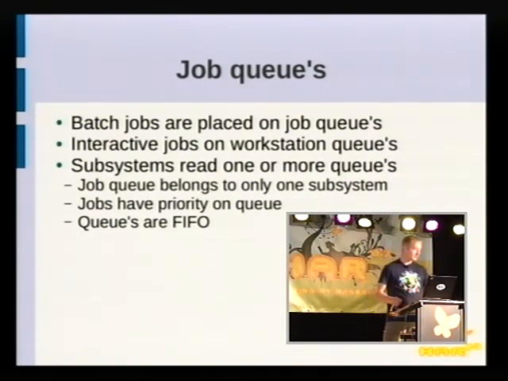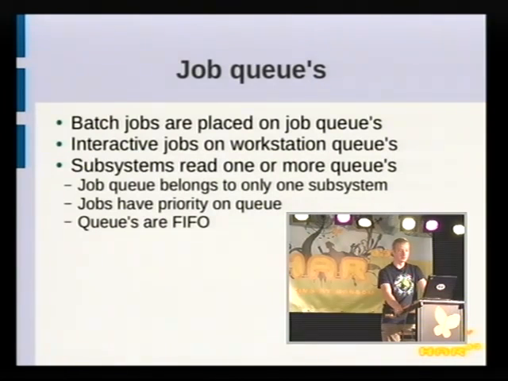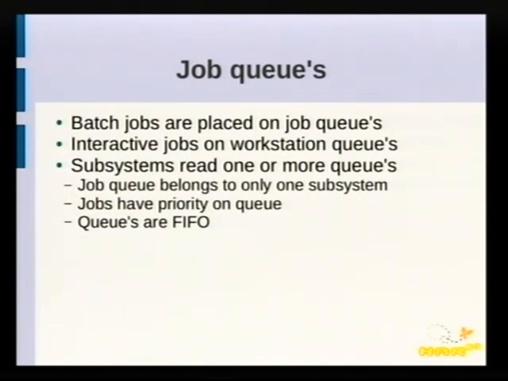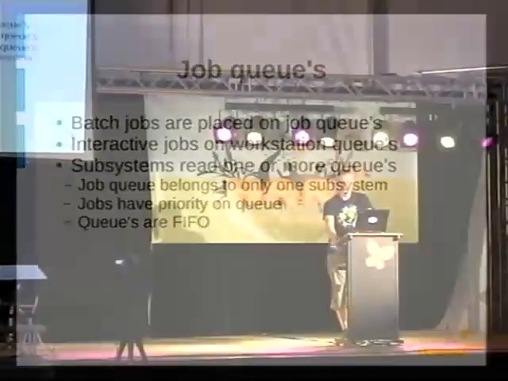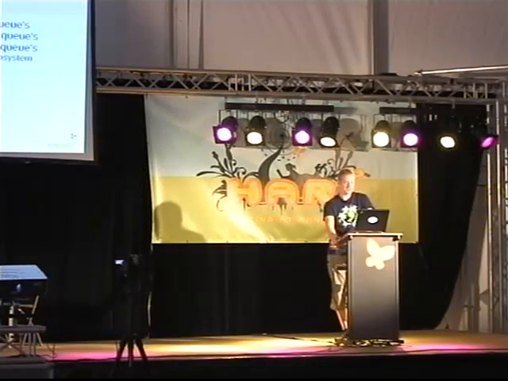Jobs do not directly run in the subsystem, but are placed on job queues. So batch jobs are placed on job queues, and interactive jobs are placed on the workstation queue. And the subsystem takes jobs off multiple queues, and the jobs just have a priority on the queue and are processed in a FIFO way.